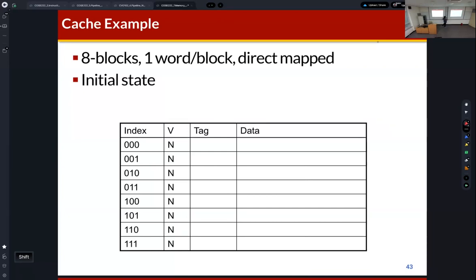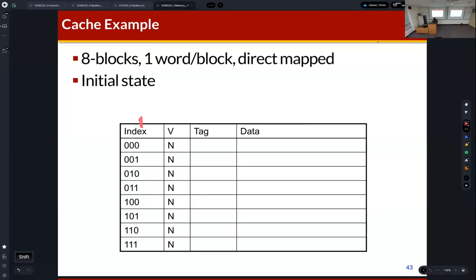This slide shows an example of a cache. You can find there are 8 entries in this cache. So it means that this cache has 3 index bits, from 0 to 7, right? Because there are 8 entries. And then we will store the data in this cache.